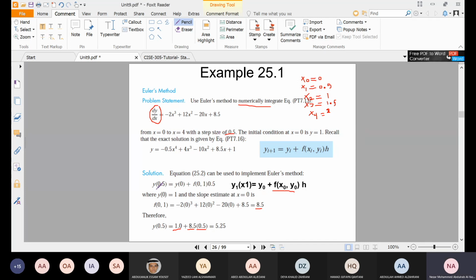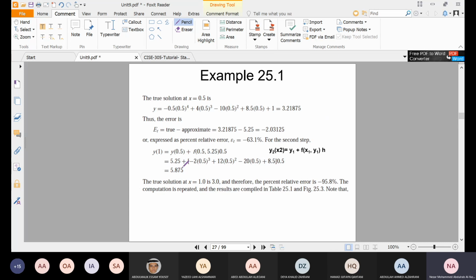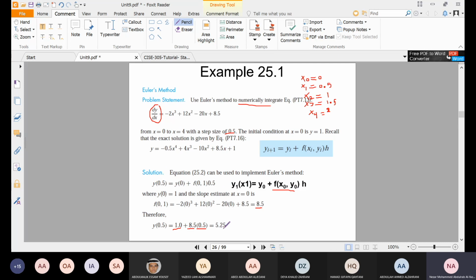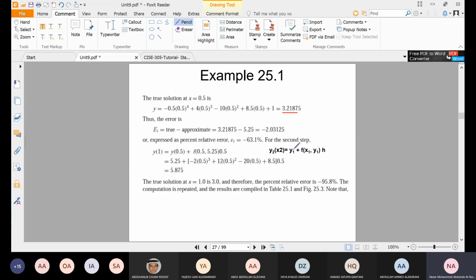Okay, so the first step is to find y1. If you want to check the true value and the true error, we have the value of y and we estimate the value when x equals 0.5. So this is the true value when x equals 0.5, and this is the estimated value as well. Using the numerical method, the estimation is 5.25, while the true value is 3.21875. And the error here is minus 63%.